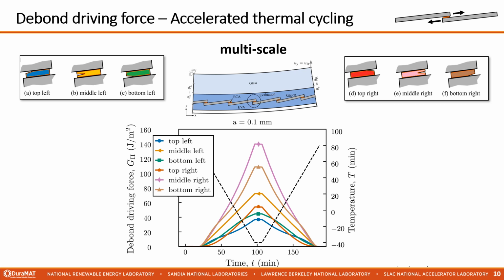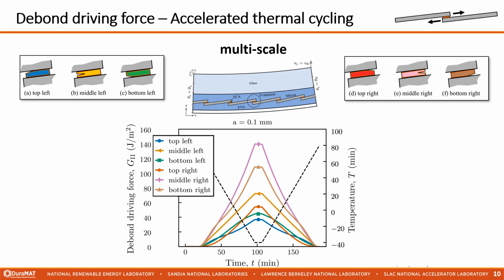This multi-scale modeling approach allowed us to investigate the debond driving forces during accelerated thermal cycling for 6 different initial crack locations. We placed those initial cracks on the left and right-hand side of the ECA joint and at the top, middle and bottom location. The top and bottom location represents adhesive interface failure, whereas the middle location represents cohesive failure.